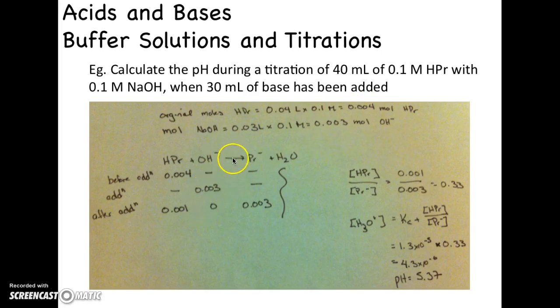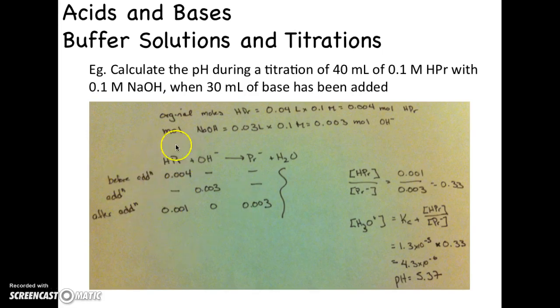Now you'll notice that this arrow just goes one way, not back and forth. It's not a reversible reaction. We're not going to react PR negative with H2O to create hydroxide and prussic acid. That's unfavorable in our solution. One more reason we're not working with an ice table, like I said before, is that it's not going to be at equilibrium. It's a one-way reaction.